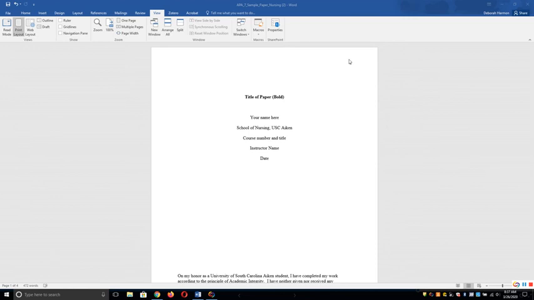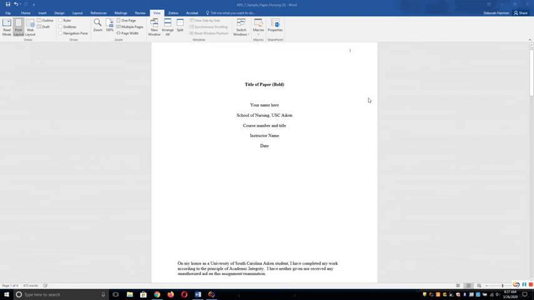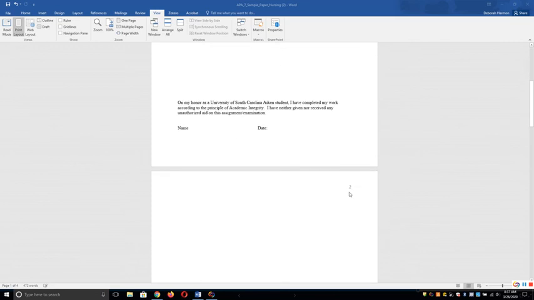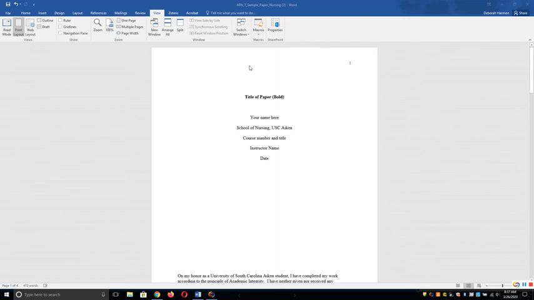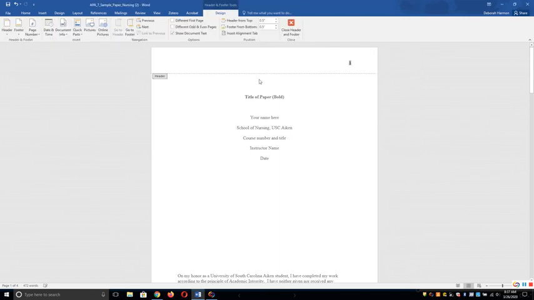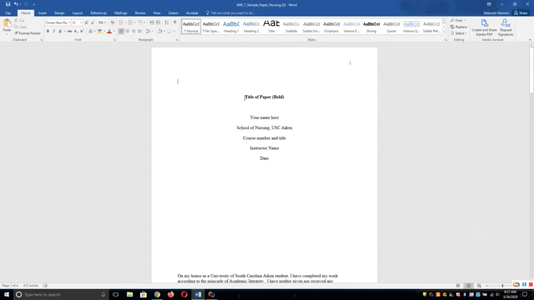And then what you're going to do is come down from the header, and you can see that's the header, about 2 or 3 spaces, and then you're going to put the name of your paper. And so the name of your paper is going to be in bold, and you're going to capitalize all the major words of your paper.